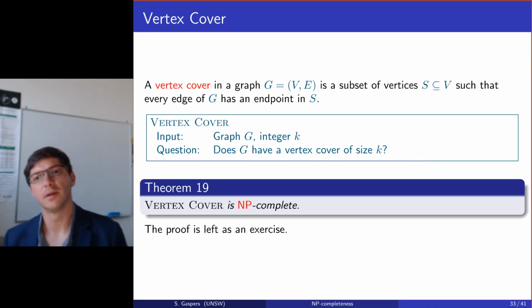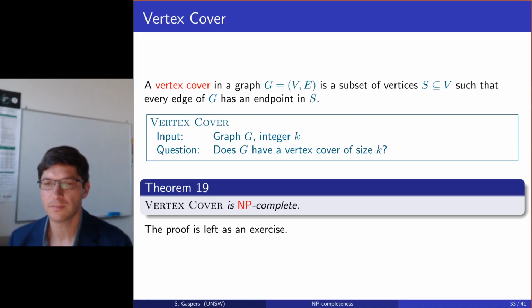Our next problem is the vertex cover. A vertex cover in a graph is a subset of vertices such that every edge of the graph has an endpoint in this set. The vertex cover problem has as input a graph G and an integer k, and the question is whether G has a vertex cover of size k. One can show that vertex cover is NP-complete, and the proof of this statement is left as an exercise.